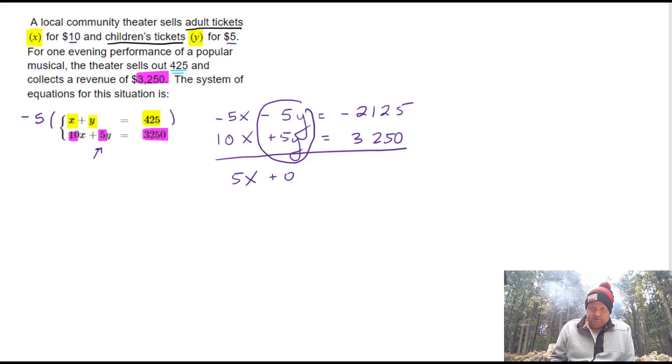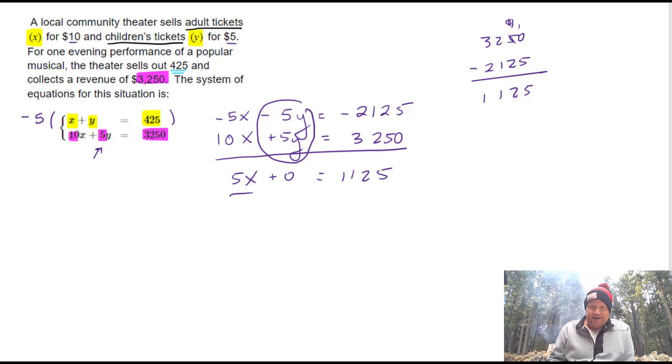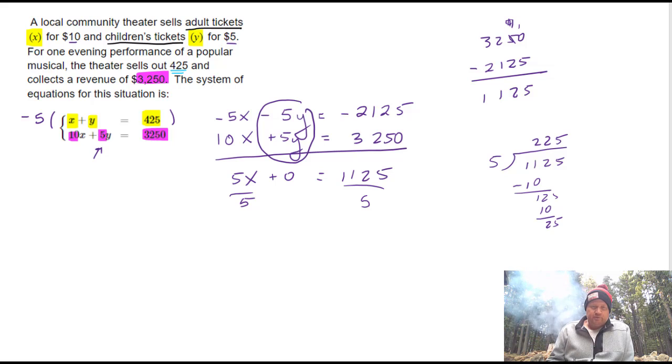And now I've got to do some subtraction with 3,250, because I'm not going to be able to do that in my head on a Wednesday afternoon. So let's just do some quick subtraction here. That's a 5, that's a 2, that's a 1, 1. So we got 1,125. And we're going to divide that by 5. And 5 into 1,125, that's 2, that's 10, and it goes into 12 twice, and I got 25. So 225 is X, and that was adult tickets.